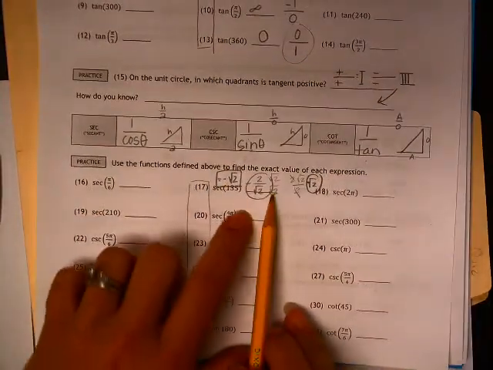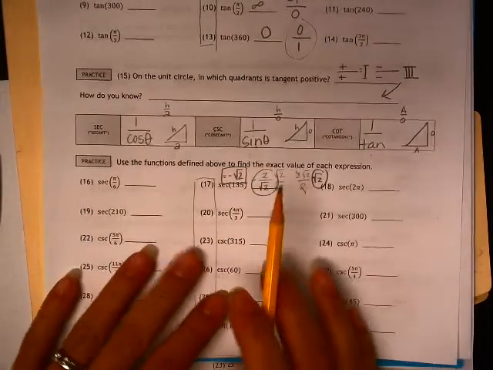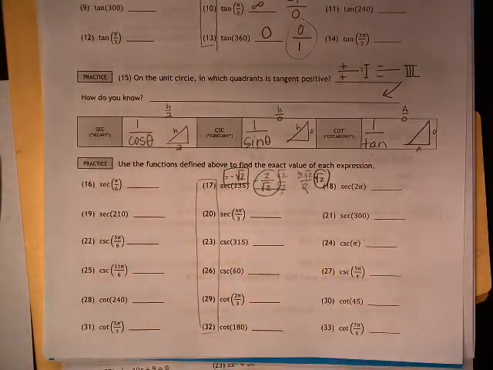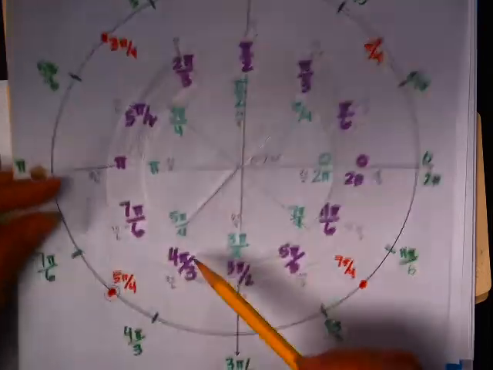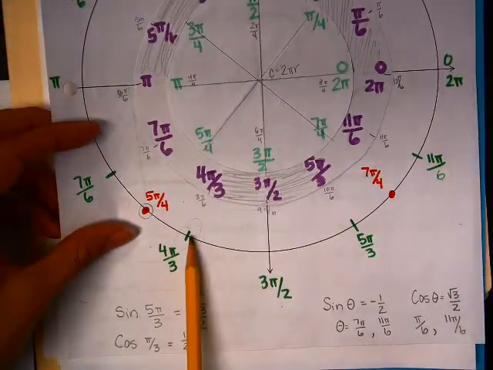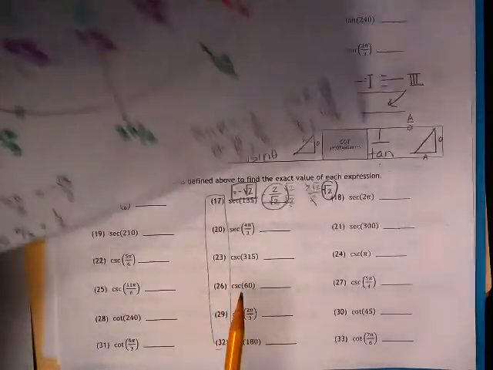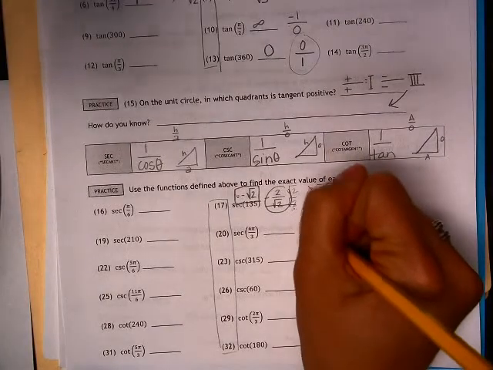So again, we're rationalizing the denominator, multiplying by the root 2 over root 2 to make that happen. So let's talk about the secant of 4 pi over 3. 4 pi over 3 is right here, this location, and we're talking about the secant, so we're talking about the cosine, and the cosine is negative 1/2. And then I want to flip that, which gives me a negative 2.